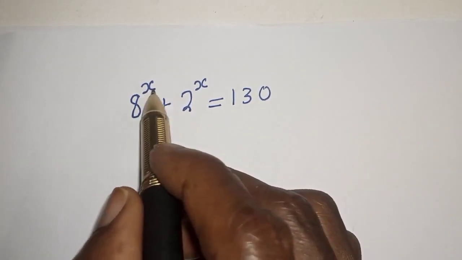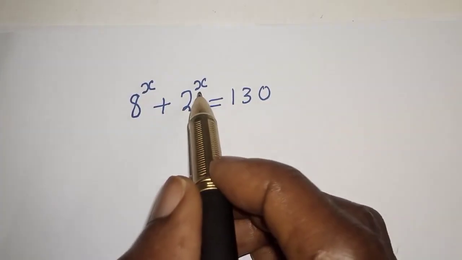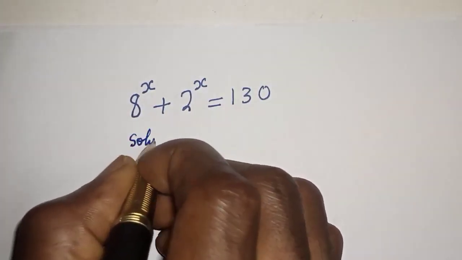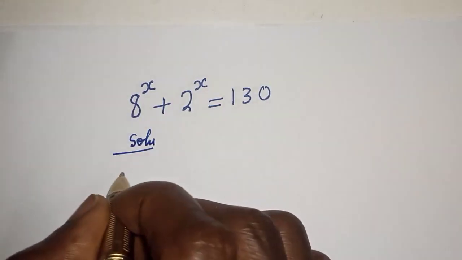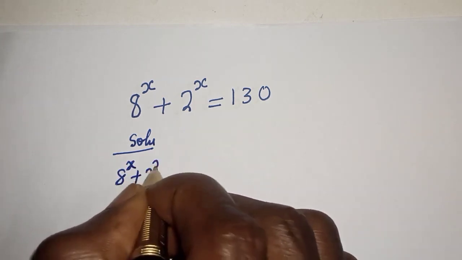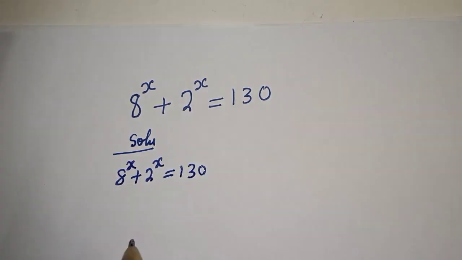In this class, we want to find the value of s from this lovely equation. 8 raised to power s plus 2 raised to power s is equal to 130. Solution. 8 raised to power s plus 2 raised to power s is equal to 130.